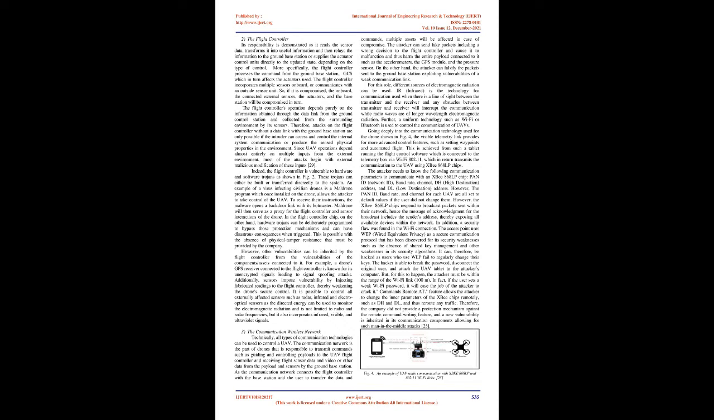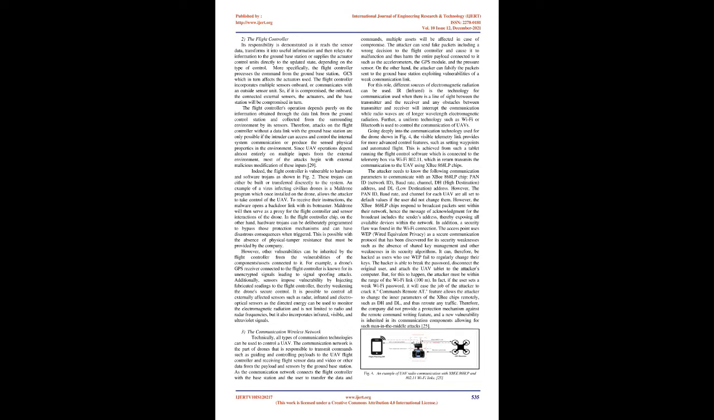2. The flight controller. Its responsibility is demonstrated as it reads the sensor data, transforms it into useful information, and then relays the information to the ground base station or supplies the actuator control units directly with the updated state, depending on the type of control. More specifically, the flight controller processes the command from the ground base station, GCS, which in turn affects the actuators used. The flight controller incorporates multiple sensors on board, or communicates with an outside sensor unit. So, if it is compromised, the onboard sensors, the connected external sensors, the actuators, and the base station will be compromised in turn.